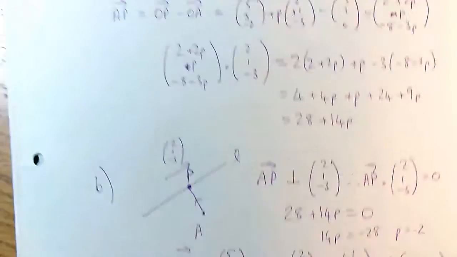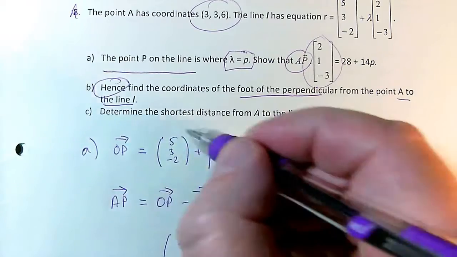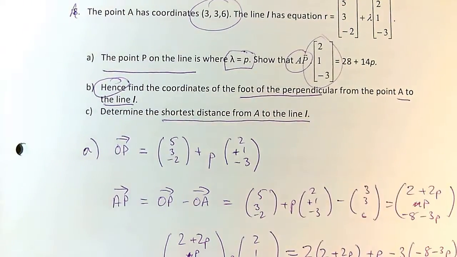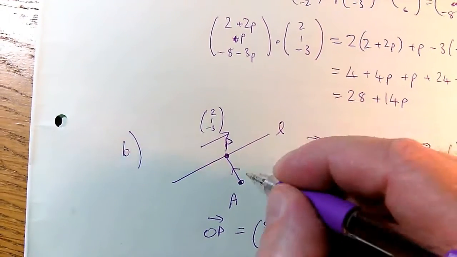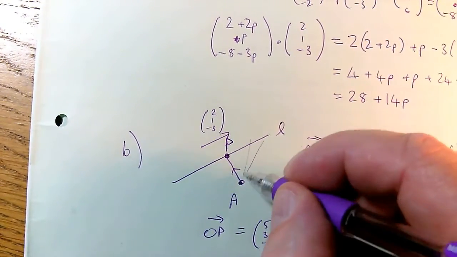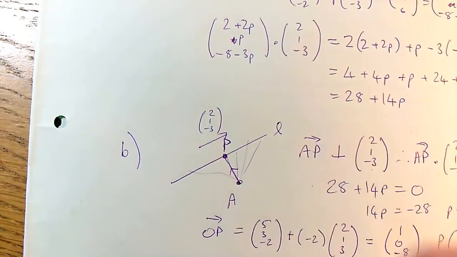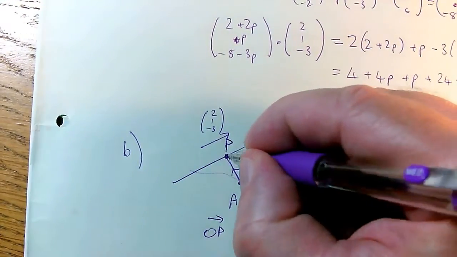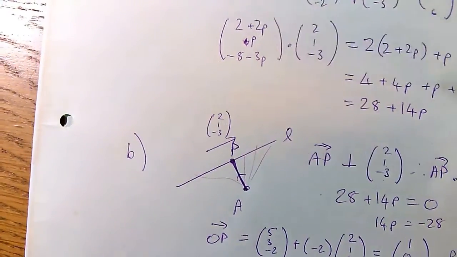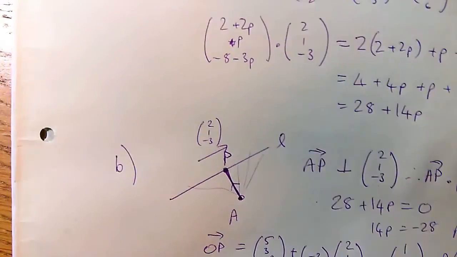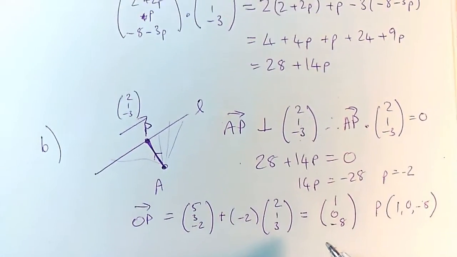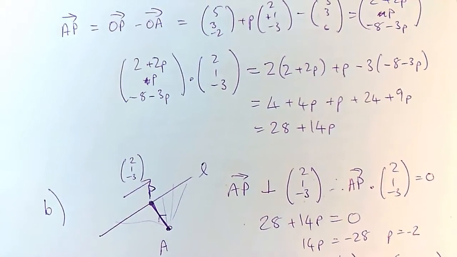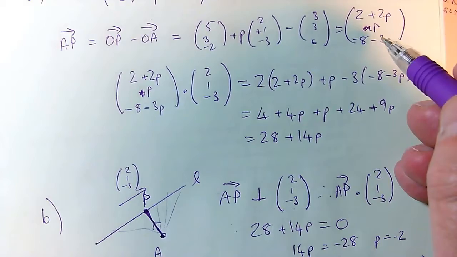And then the last part of the question says, determine the shortest distance from A to the line L. So, diagram again. Here's A, here's the line L. I could measure lots of distances, like all of these, but the shortest distance will be when I go at right angles. So it's just the length of this vector AP. I now know what the point P is. I knew what the point A was. In fact, I've already done the work for AP, haven't I? I've got the vector AP is this one here.